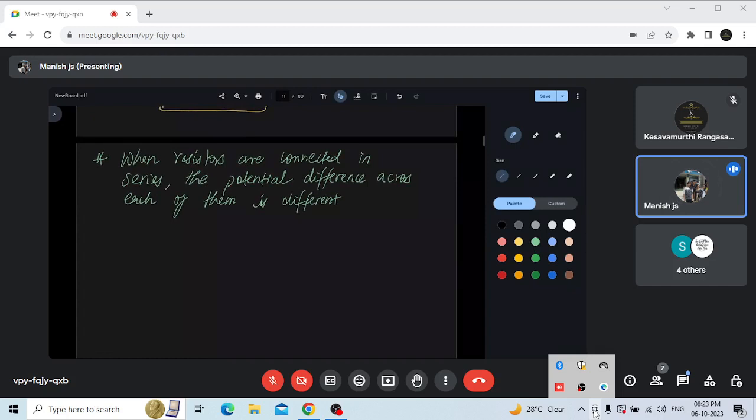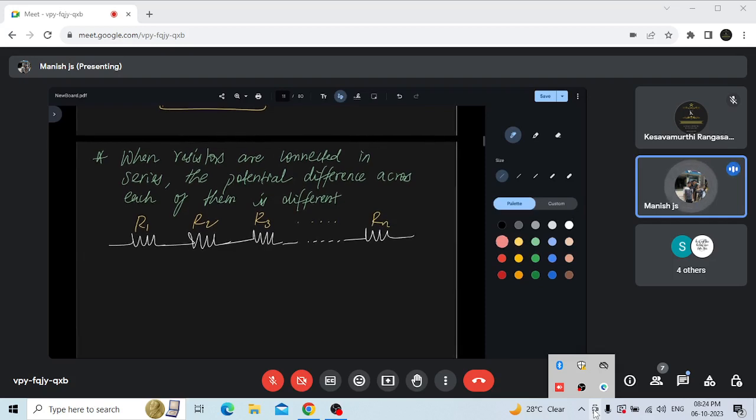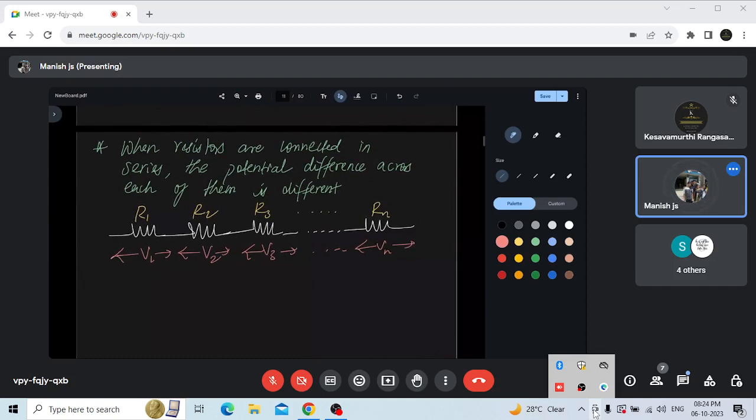That means if I take many resistors, we have already just seen this concept. I'm again showing it to you. Imagine resistors having the values R1, R2, R3, and so on up to Rn. According to the statement, the potential is going to be different across each one of them. The potential across R1 will be V1, across R2 will be V2, across R3 will be V3, and so on, up to Vn. That is what we try to understand. So it is different, but the current passing through each resistor is going to be the same.